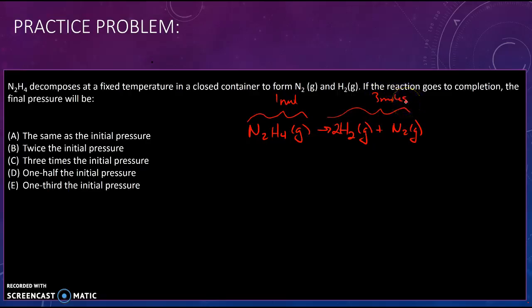And this is what I was saying, that the pressure of the gas or mixture of gases correlates with the number of moles, not the identity. And so what I can say is that if initially the pressure is due to 1 mole of gas, if I now have 3 moles of gas, my pressure will be 3 times as great. And so C is the correct answer. And that is why.